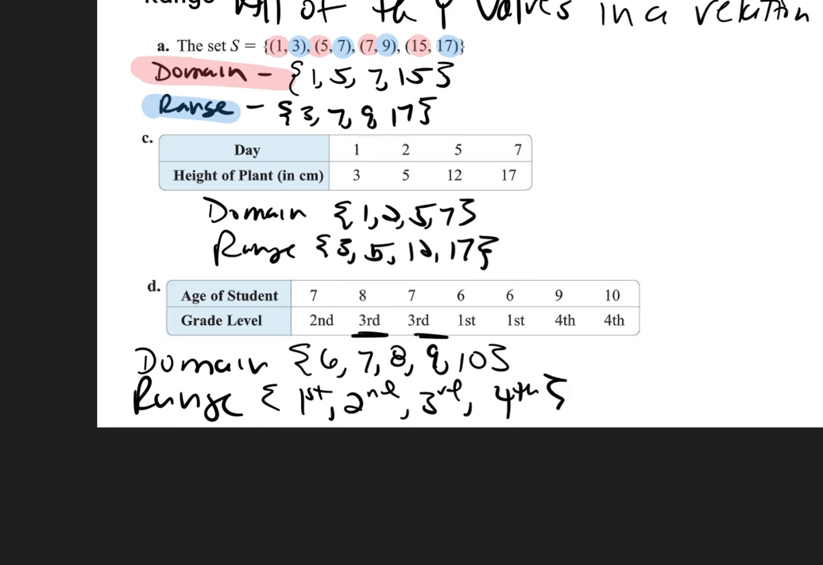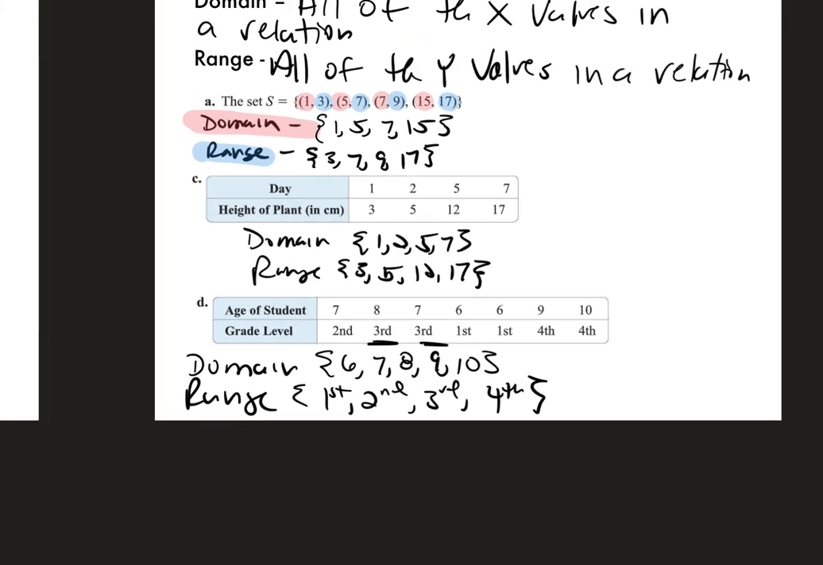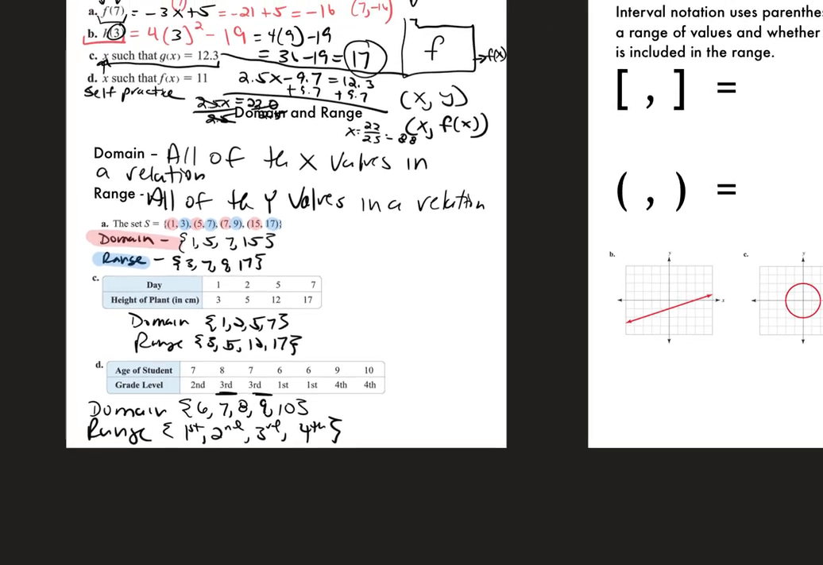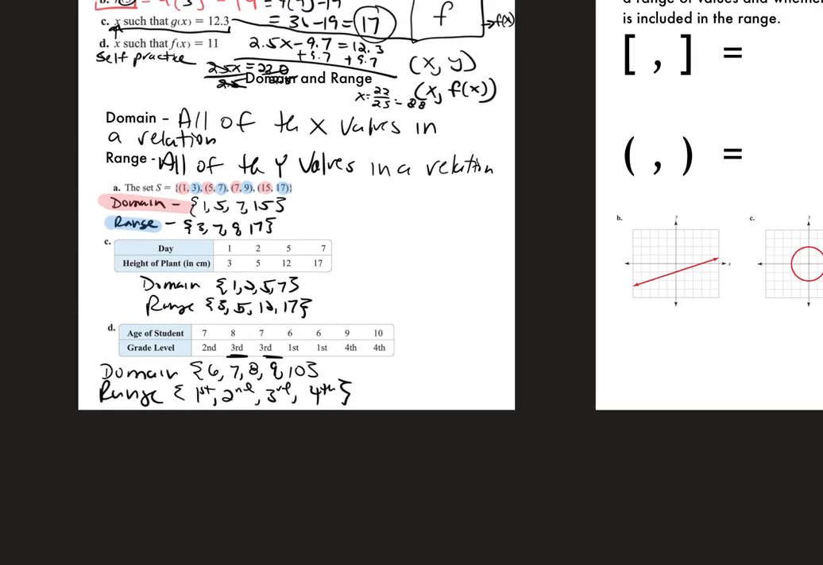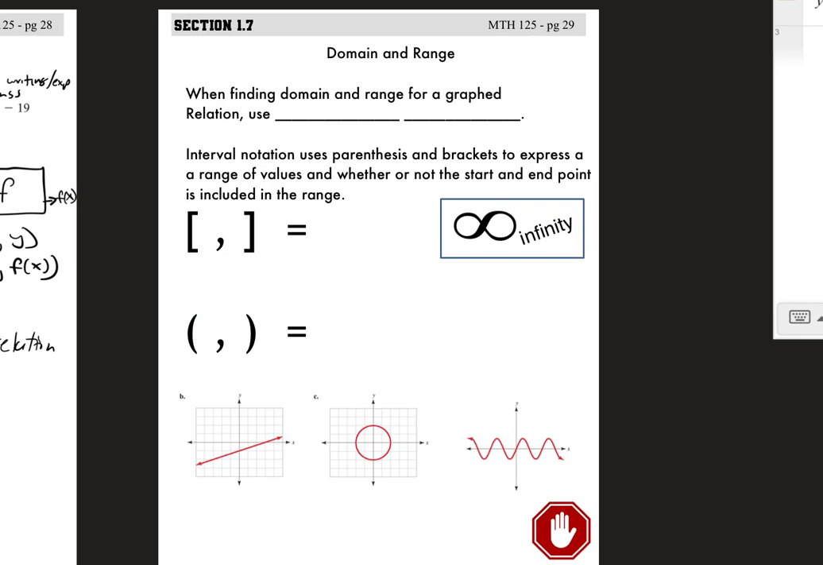how many 10th graders are on the basketball team. If you have 4 10th graders, I'm not going to say 10th, 10th, 10th, 10th, or 4, 4, 4, 4. I say it once. I only have 4. So make sure you don't be repetitive with listing elements when you're doing the domain and range.